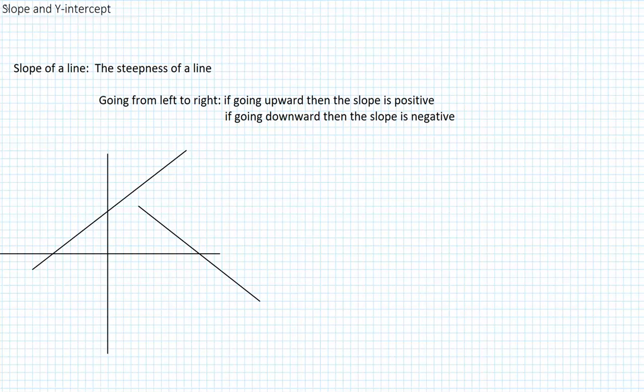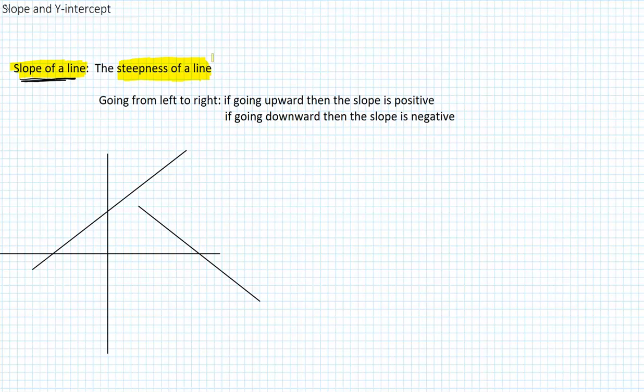So first things first, slope. We need to know what the slope of a line is. The definition of a slope is very simple. It's how steep the line is, and the steepness of the line is that slope. And it's a numerical value actually. It's a fraction, a ratio, and I'm going to talk about that.